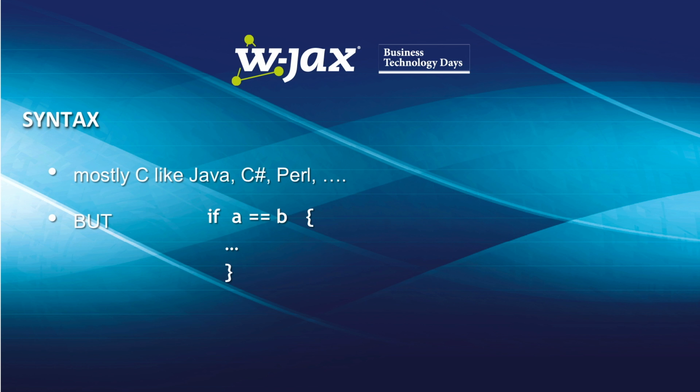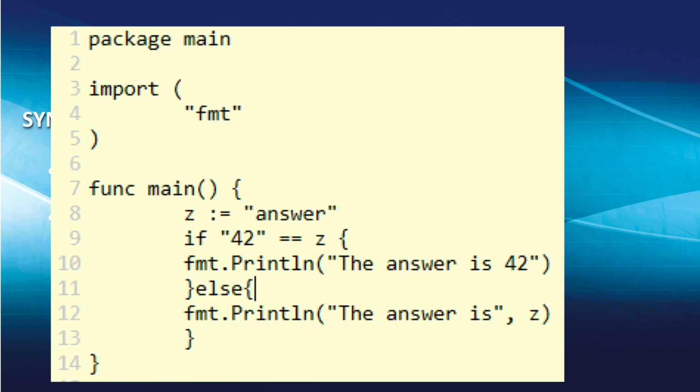So we don't need the parenthesis in Go. Okay. For example, if Z is 42, then the answer is 42. But in this case, it just prints out the answer is answer.